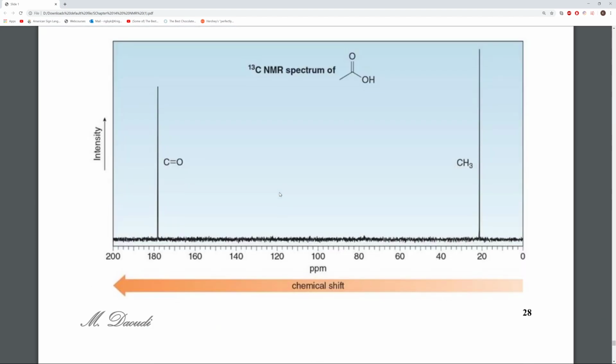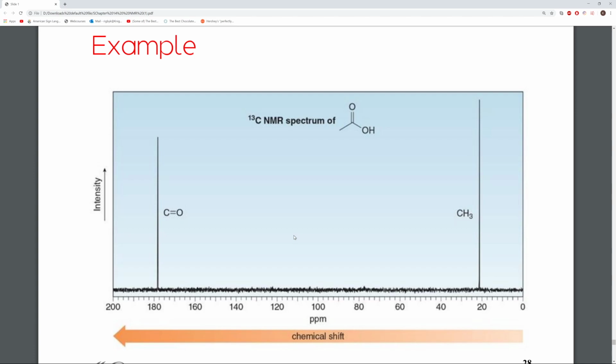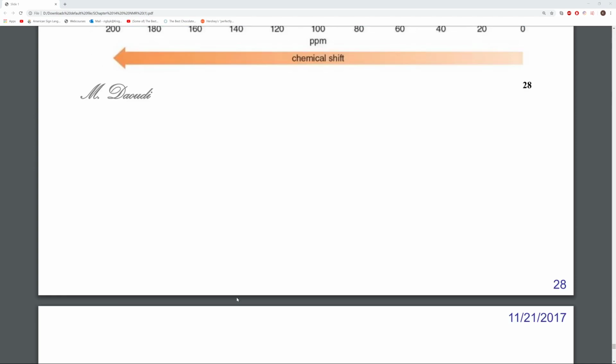Okay, and so here's an example. I think we talked about this before. Again, CH3 is way upfield because it is not deshielded, it is shielded. And C double bond O is very far downfield because it is very deshielded by the oxygen pulling those electrons towards itself.